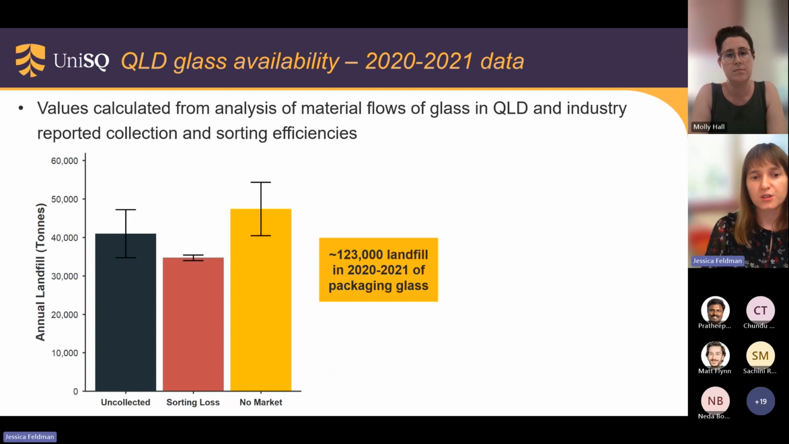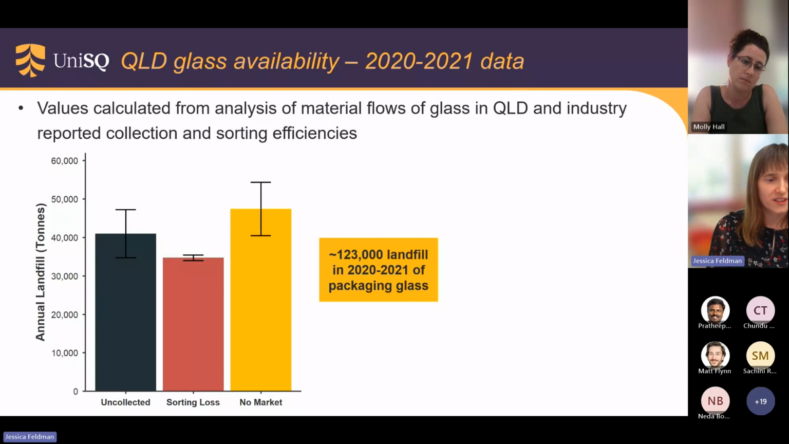So in circular economy analysis, it's important to understand the flows of the waste material and factors that are currently impacting its recovery. So the next step, and to create this figure as well, was to look at the flows of glass waste in Queensland, from 2020 to 2021. Based on industry and government reported figures and efficiencies for collection and sorting, I've produced this figure here.